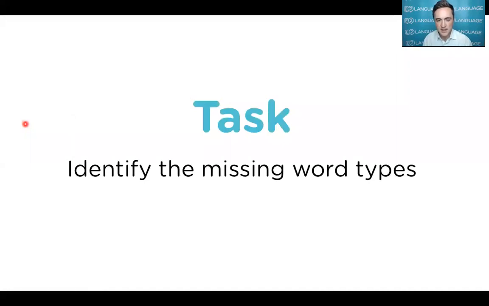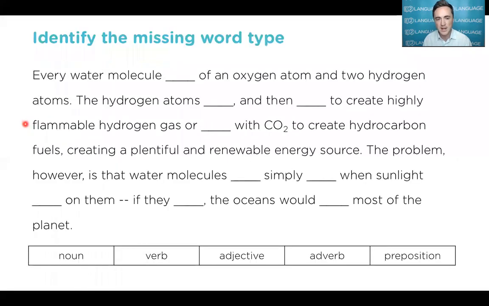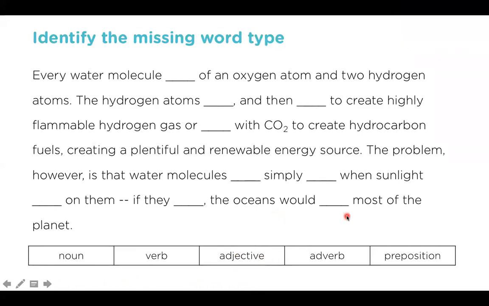Here's a task. I want you to identify the missing word types, not the word itself. What type of word is missing here? I've deleted all of the nouns. Maybe it's all of the verbs. Maybe I've deleted all of the adjectives, adverbs, prepositions. Which word type is missing? Type it into the chat. Good, looking good.